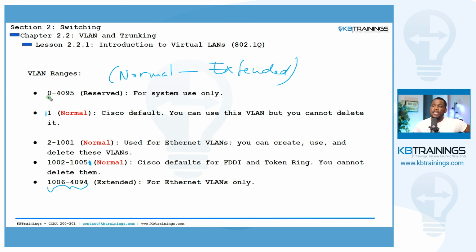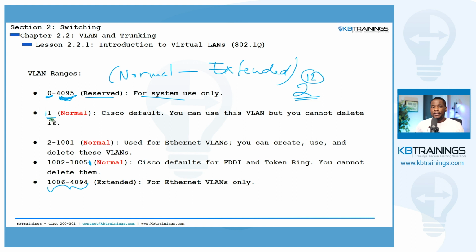And we have 0 and 4095 because I told you that we have this many combinations if we have 12 bits. And 0 and 4095, which is the first and the last numbers, are not going to be used. They are reserved for the system only.